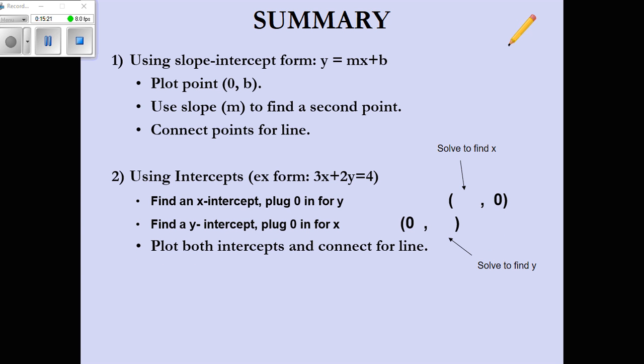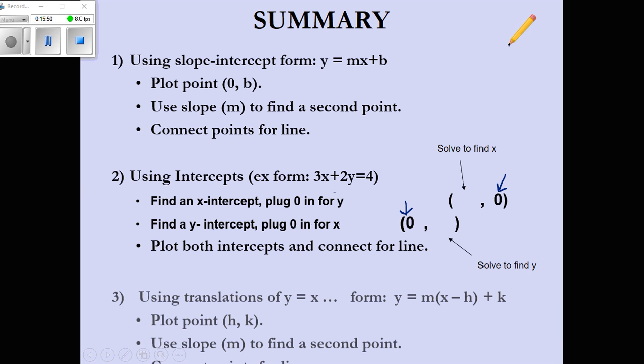Second way to graph that we learned today is the intercepts. So when your form is in this standard form and you don't want to solve for y, you plug 0 in for y and you find your x-intercept, plug 0 in for the x and find your y-intercept. Plot those points on your x and y axes and connect the line.